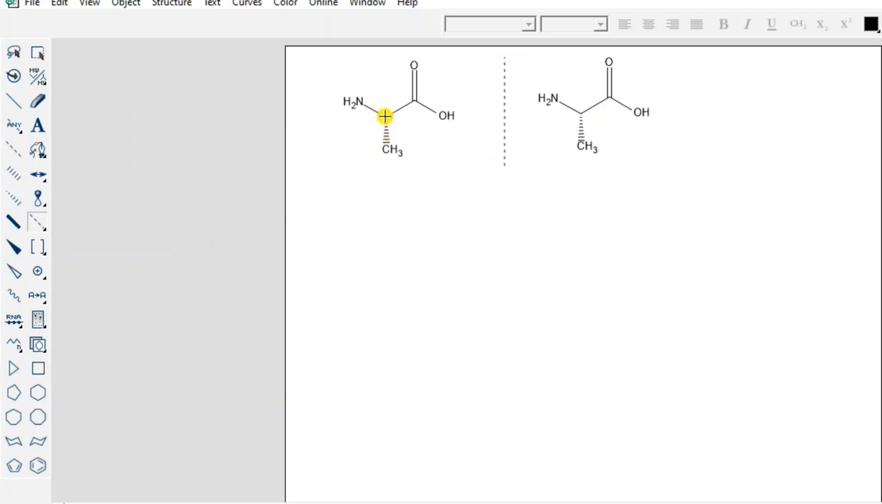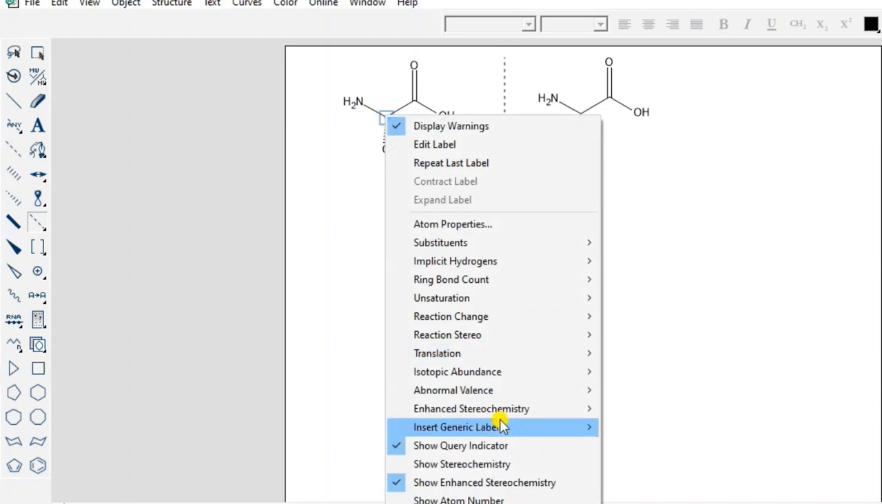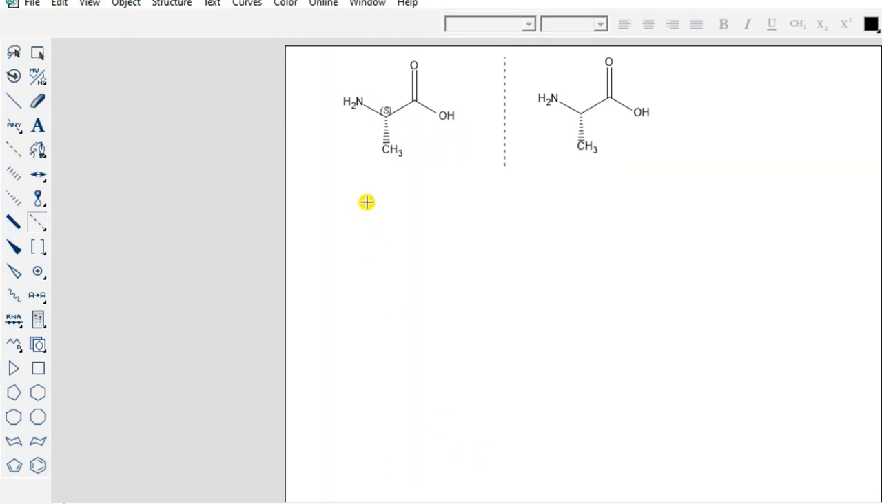If I have to find the stereochemistry of this particular molecule, I will take this carbon as a stereo center, and then I will click on this option, show stereochemistry. It is showing that it is the S enantiomer, and the copy's stereochemistry will also be S.